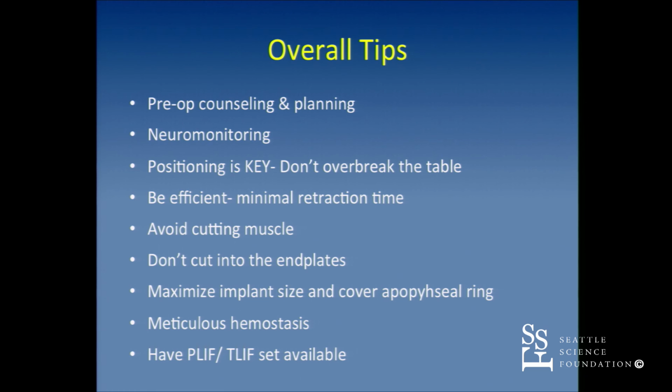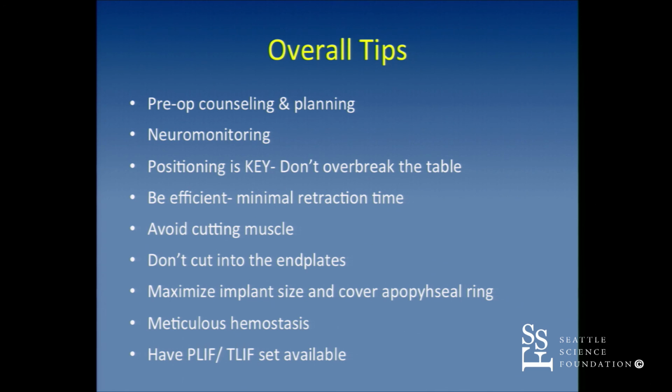Probably the most important thing above and beyond everything is to be efficient in the OR so you can really minimize your retraction time. When you first start doing these, obviously it takes longer. The more you do them, less and less time. For me now, from when I put the retractor in, do the whole case, and remove the retractor, the time is less than 30 minutes. If I can keep it under 30 minutes, I think that's usually pretty good. And avoid cutting muscle. Don't cut into the end plates. You, of course, want to maximize your implant size, cover the apophyseal ring, and use meticulous hemostasis.